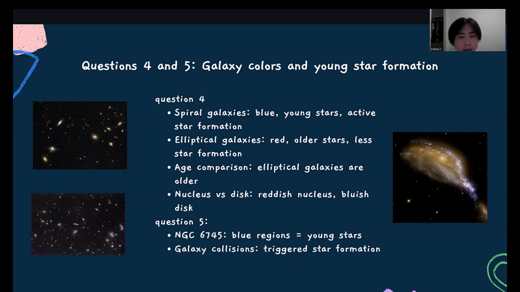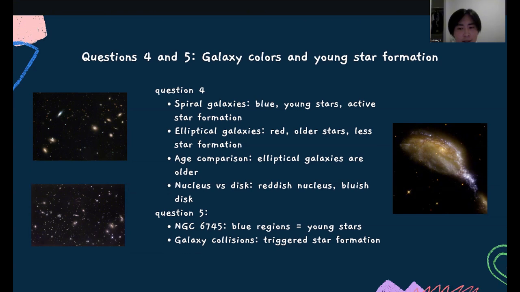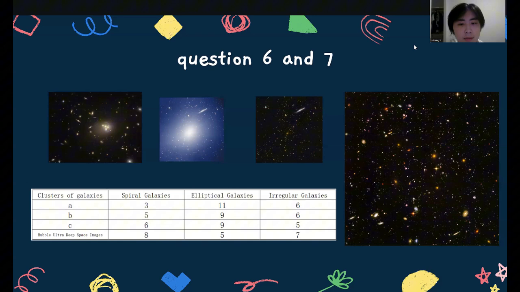In the NGC 6745 image, we see that the blue region represents young star formation, especially in the galaxy collision region. Intergalactic gravitational interactions compress gas and dust, triggering star formation, showing the impact of interactions on galaxy morphology and star formation. In problem 6, we select the galaxy clusters A, B, and C.